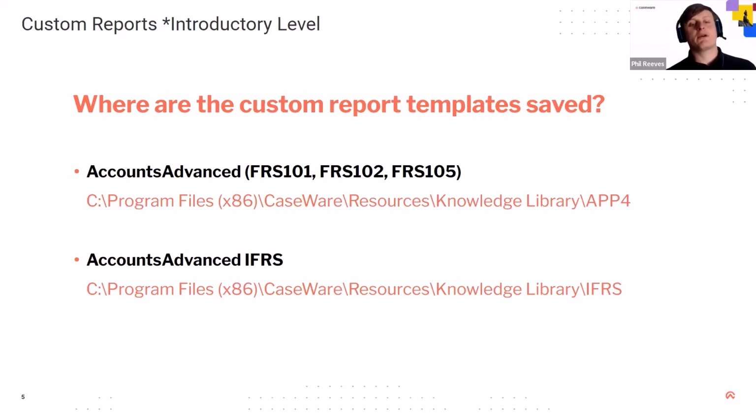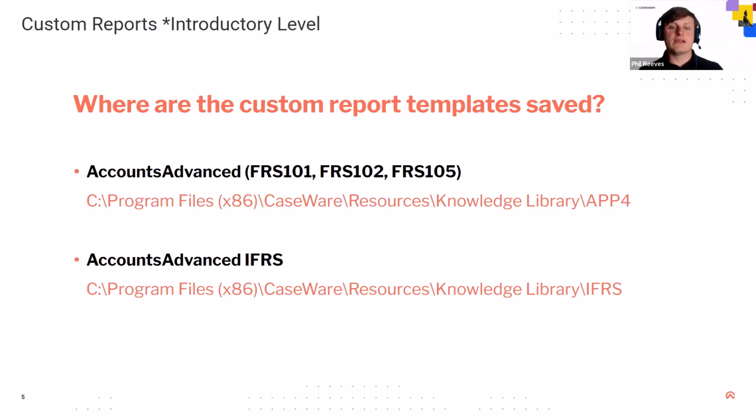So it's C drive, Program Files (x86), Caseware, Resources, Knowledge Library, and then APP4. That's accounts production. I think it's account production process 4, but no one really needs to be aware of that, just APP4. For the IFRS template, the only real difference, the last folder, as you can see, is IFRS.